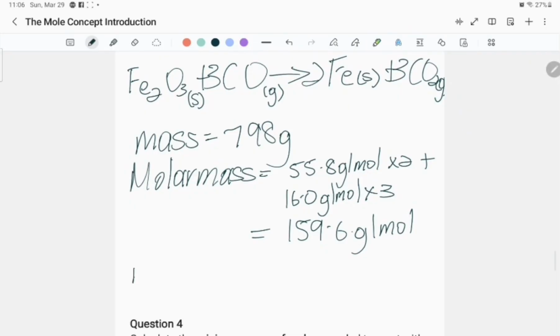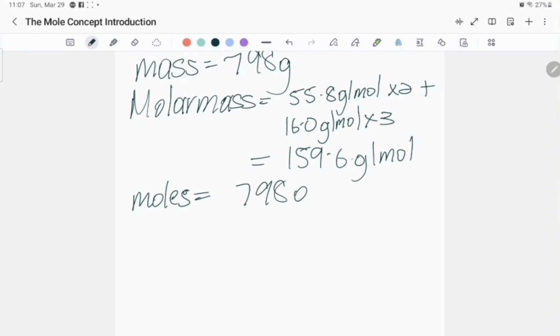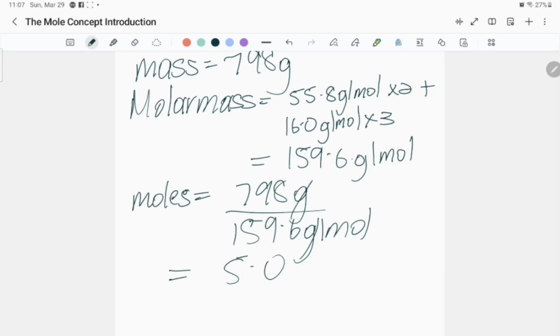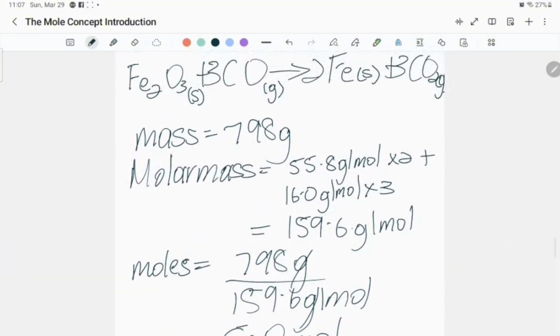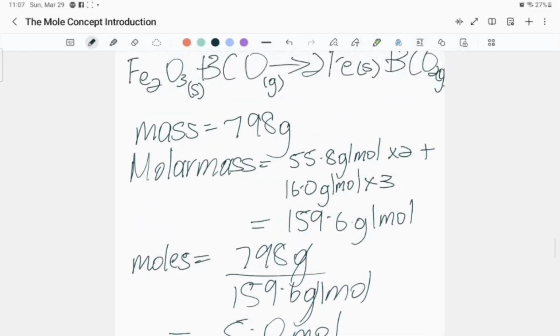number of moles. So the number of moles is going to equal the mass, which is 798 grams, over the molar mass, 159.6 grams per mole. Grams cancel with grams, leaving you with 5.0 moles. So it's not done yet. That is just the amount of moles of iron oxide.